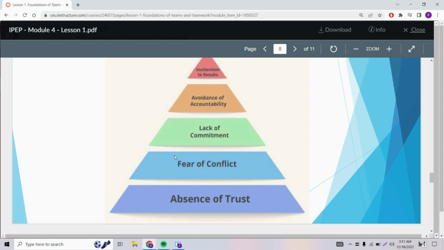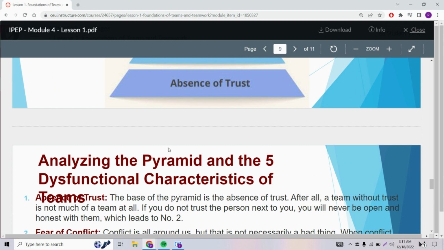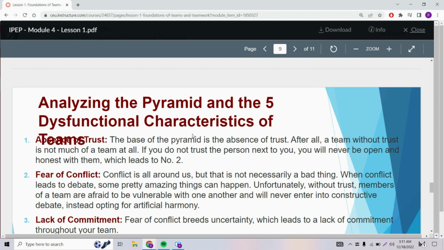Kung wala kang tiwala, class, sa kasama mo or sa coworker mo, all of this would follow this pyramid of lack of effectivity. So when analyzing the pyramid and the five dysfunctional characteristics, let's start with number one, the trust. This is the base of the pyramid, and it's the absence of trust. After all, a team without trust is not much of a team at all. If you do not trust the person next to you, you will never be open and honest with them, which leads to number two, your fear of conflict.